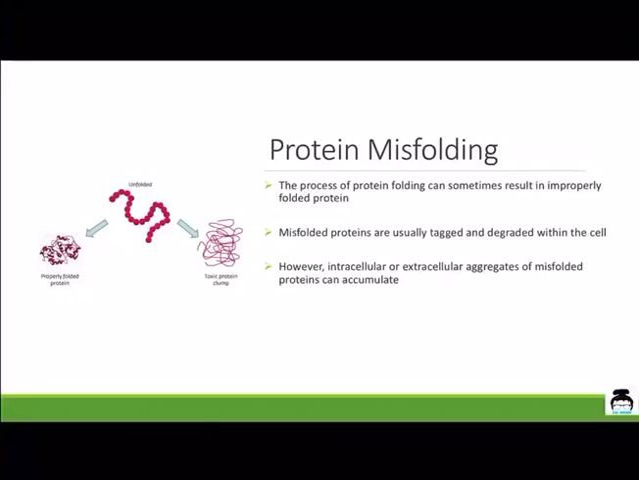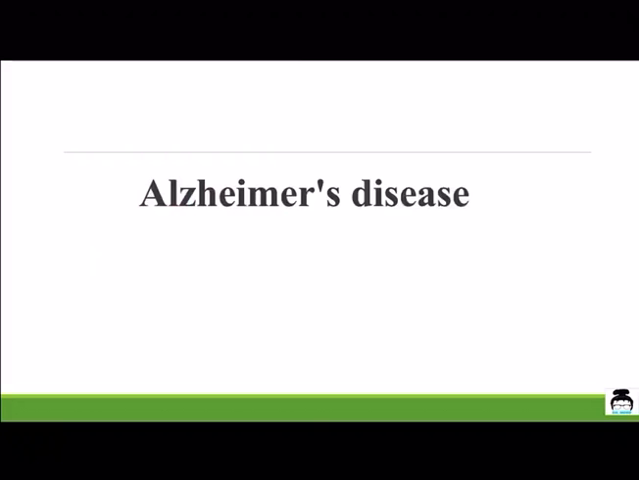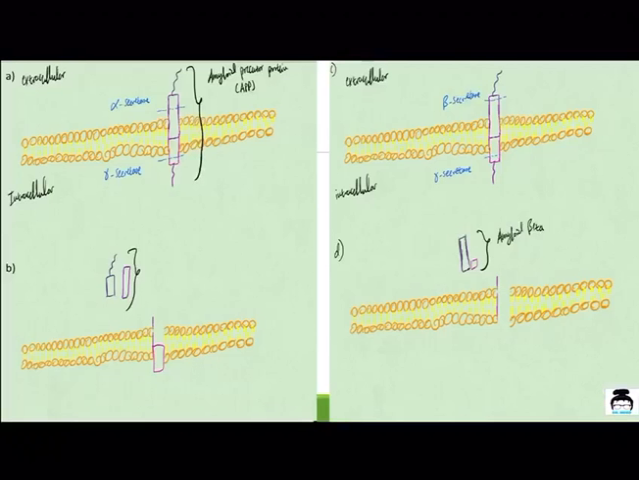But if more than one protein are misfolded, then you might have these things called aggregates of proteins. So proteins will aggregate, and aggregated proteins are not easily gotten rid of from the body. And this causes problems, as we will see shortly. We will start by discussing Alzheimer's disease.